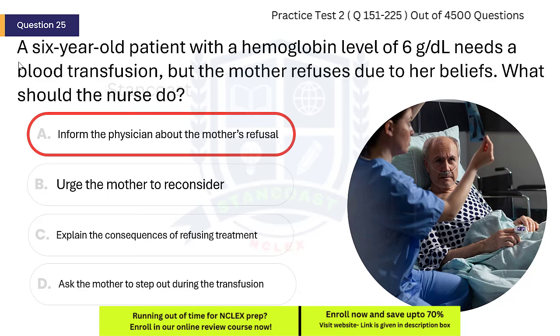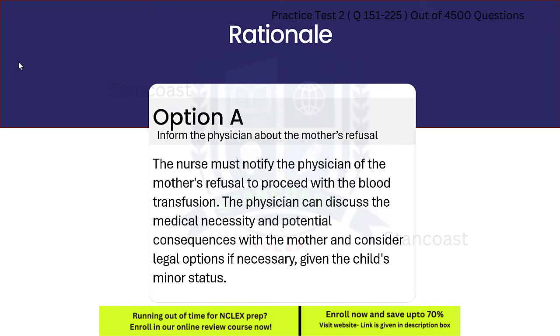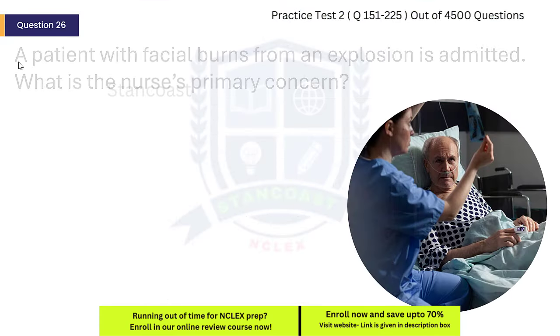Inform the physician about the mother's refusal. The nurse must notify the physician of the mother's refusal to proceed with the blood transfusion. The physician can discuss the medical necessity and potential consequences with the mother and consider legal options if necessary, given the child's minor status. All right, let's start the next question.